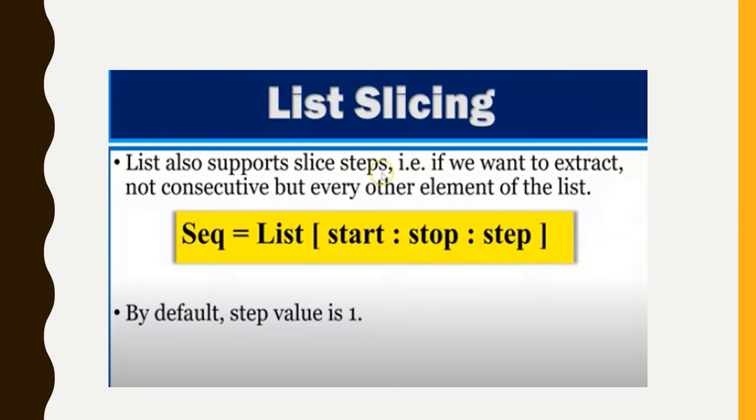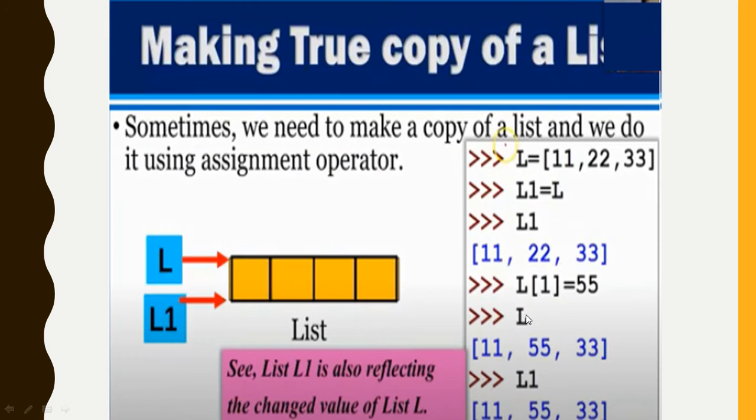List also supports slice steps. So in this syntax you can see the step. Of course, the default step value is 1. Now there is a true copy of a list. What is the meaning of a true copy of a list?